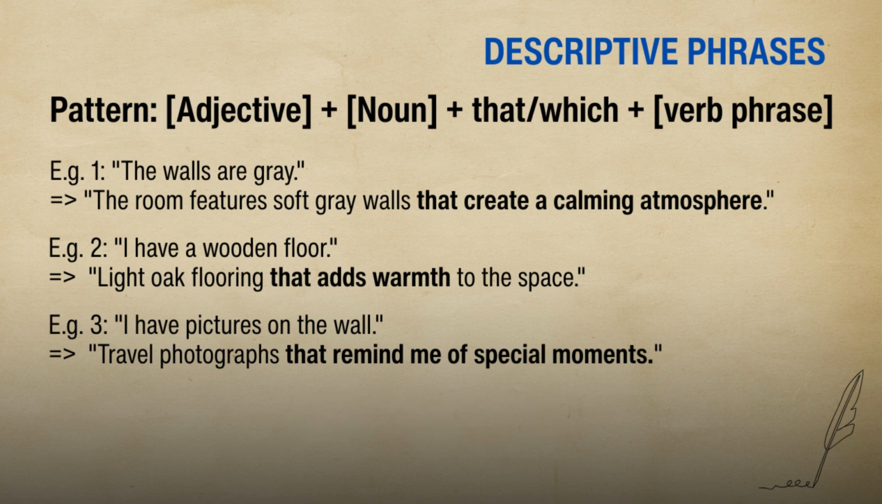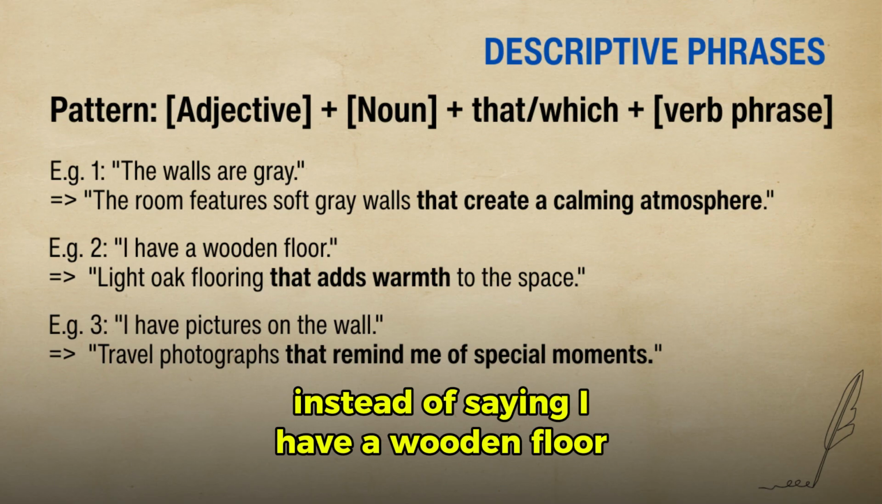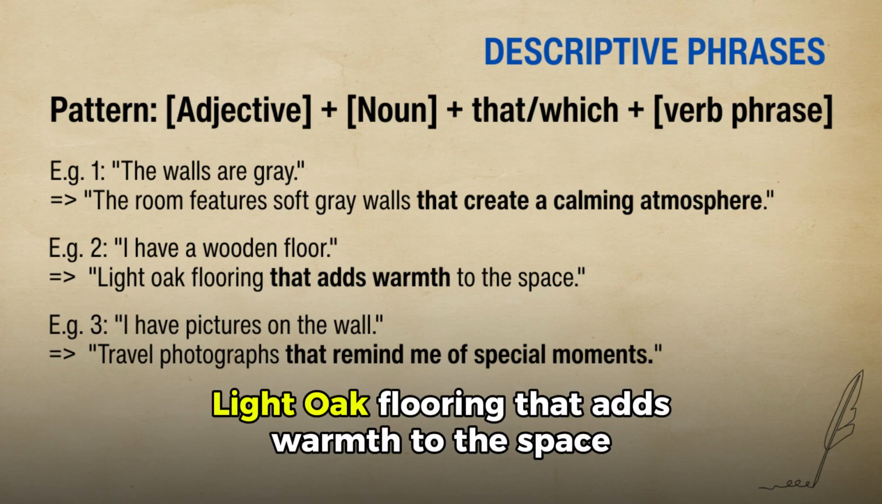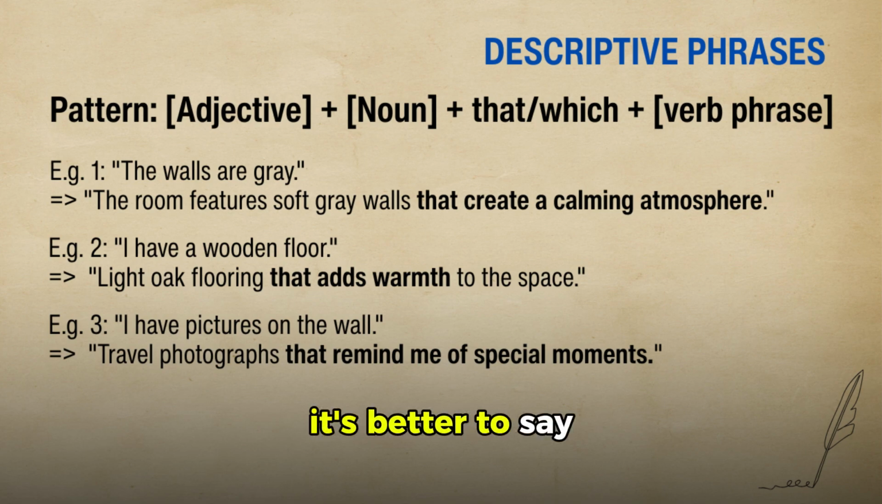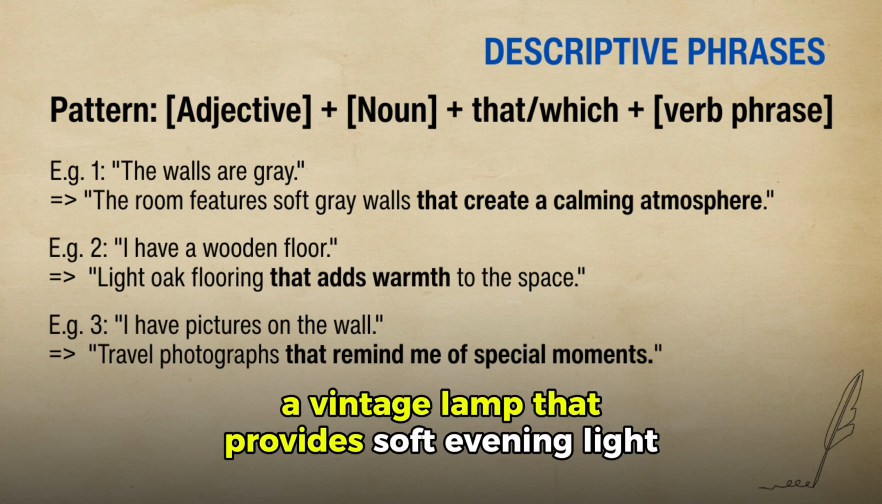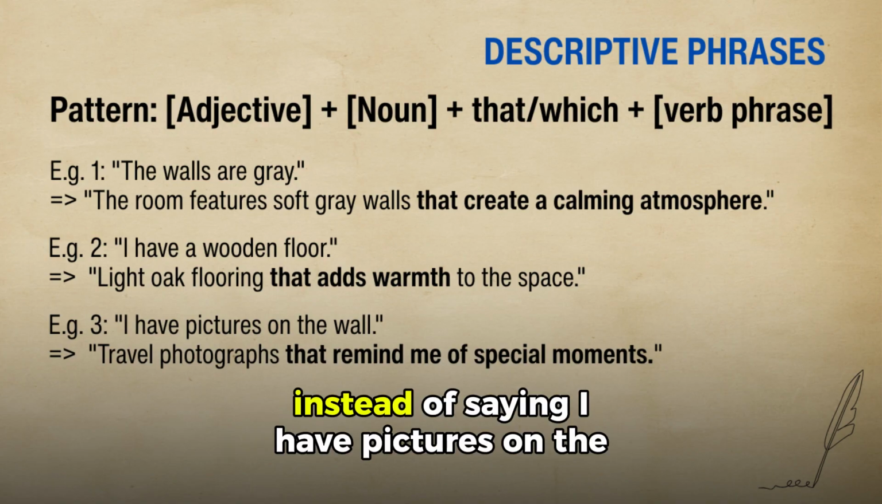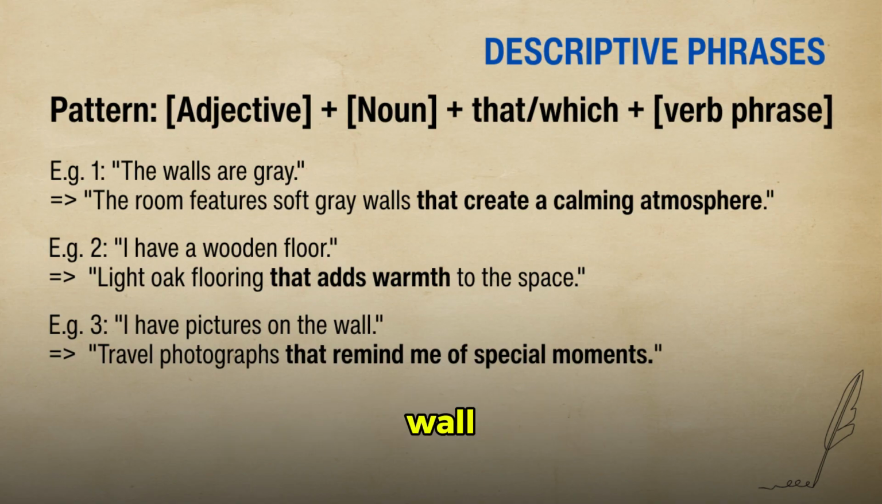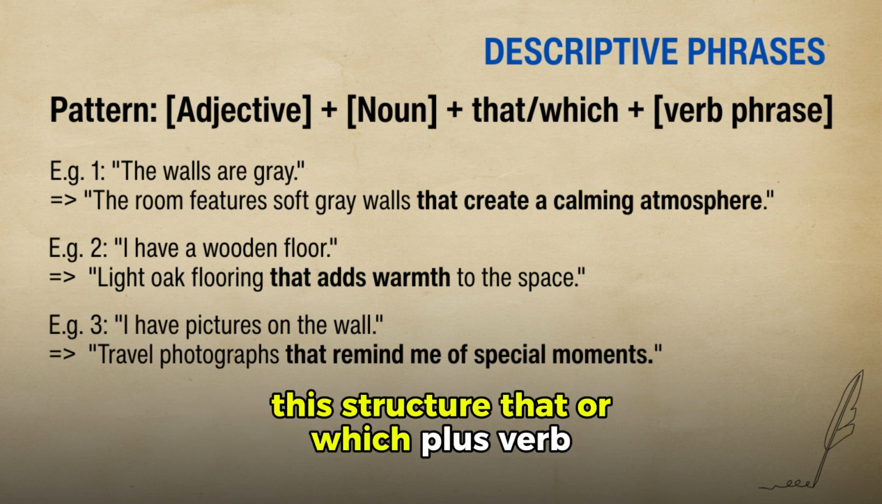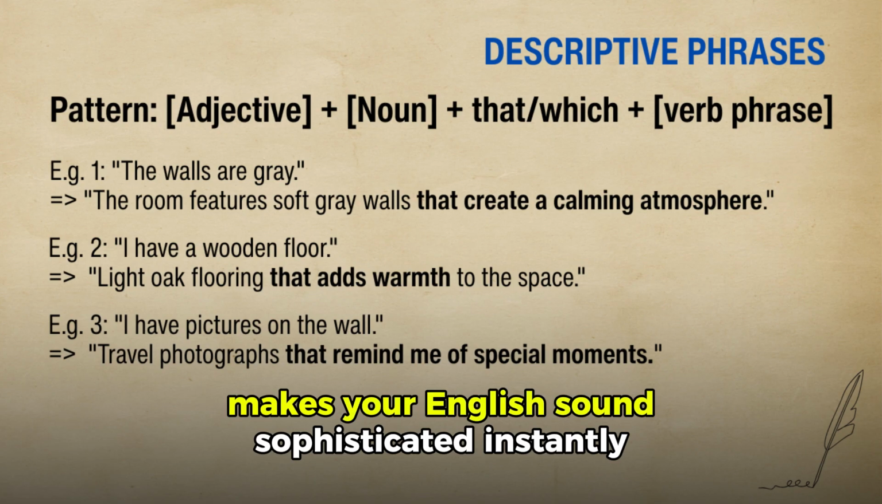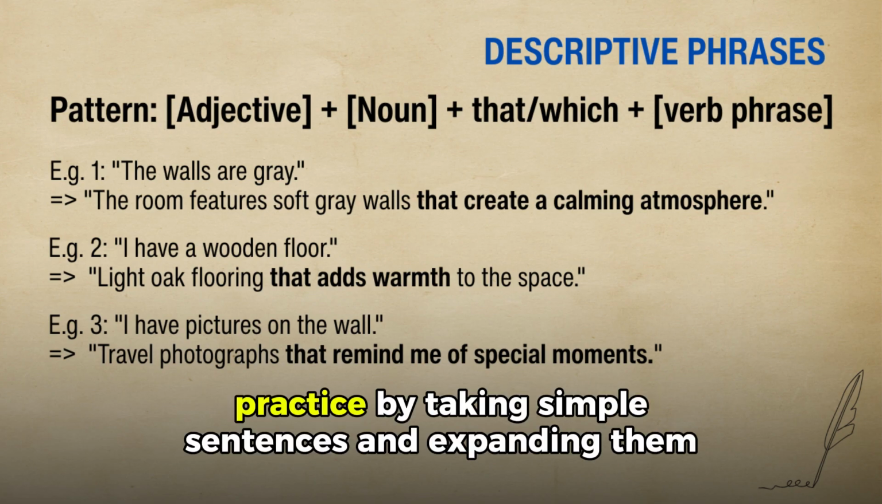More examples. Instead of saying, I have a wooden floor, it's better to say, light oak flooring that adds warmth to the space. Instead of saying, there's a lamp on my desk, it's better to say, a vintage lamp that provides soft evening light. Instead of saying, I have pictures on the wall, it's better to say, travel photographs that remind me of special moments. This structure, that or which plus verb, makes your English sound sophisticated instantly. Practice by taking simple sentences and expanding them.